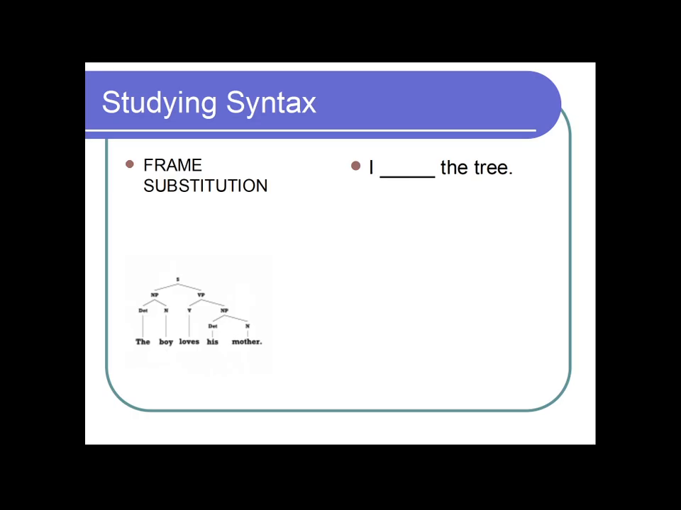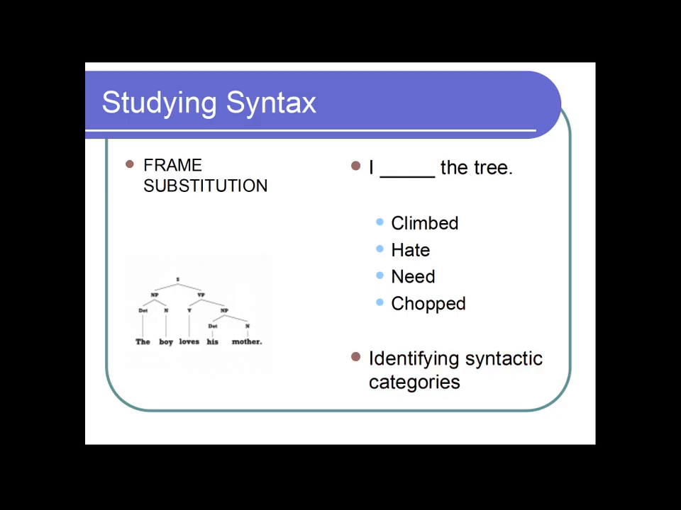Or you can test out different words and see if it works. Right? In this case, as a native speaker of English, I can say that you can put a word like climbed in the blank, or hate the tree, or I need the tree, or chop the tree, or whatever. Identifying syntactic categories, we already said that. So what syntactic category have we identified here? Verbs, transitive verbs.